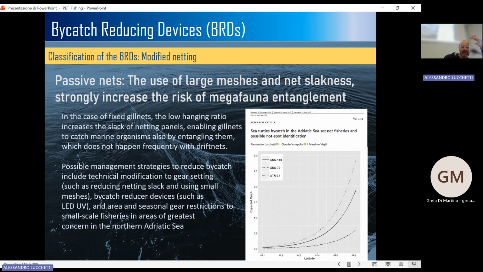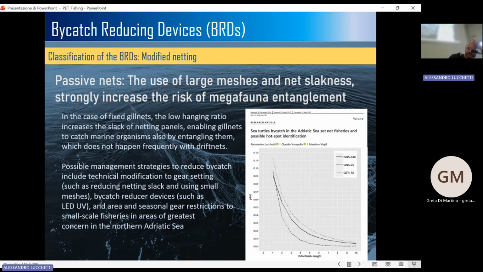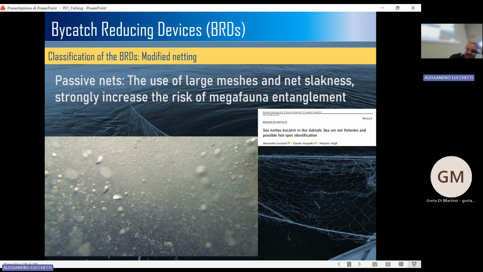But the old story is that the use of large meshes, such as in this case, we compare the different meshes of a gillnet, GNS 140, GNS 72, and GTR, which is the trammel net. And we see that for turtles, the use of large-mesh gill nets 140, and the use of trammel nets, which have external big panels of net, strongly increases the probability of catching turtles. This is the whole story.